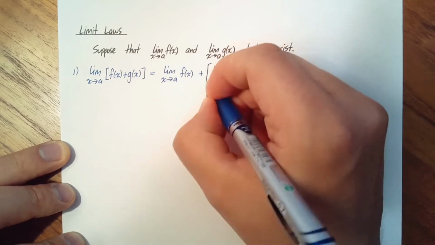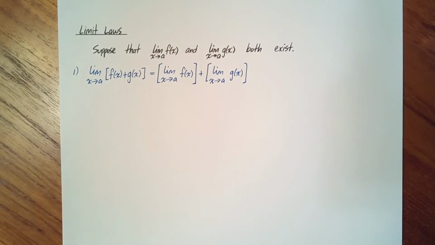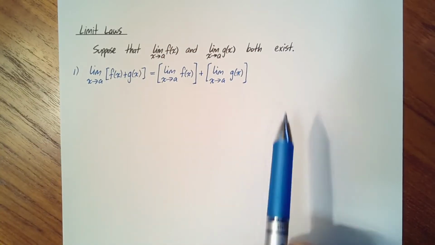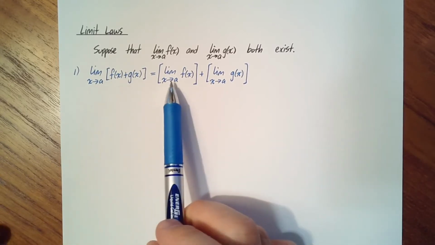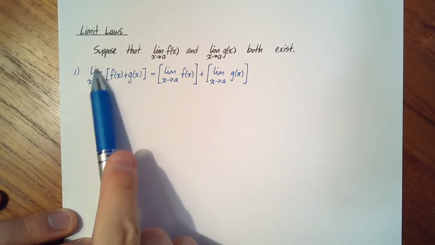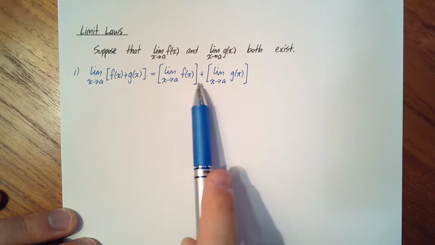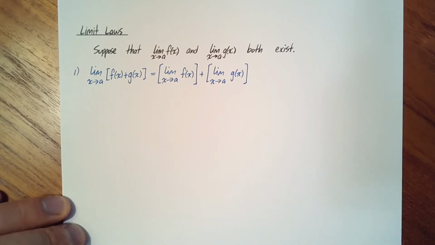So I'm turning a single limit problem into a problem that involves two limits, but each of those limits is a little bit simpler to work out, or at least in theory it would be, right? So that's the first law. Really what this is saying is that limits respect sums of functions. The limit of a sum of two functions is the sum of the two limits of the individual functions. That's another way to phrase it.